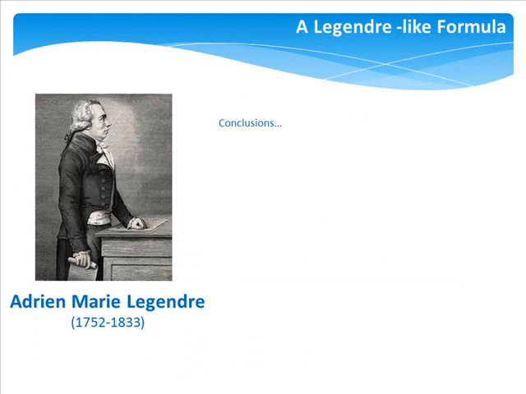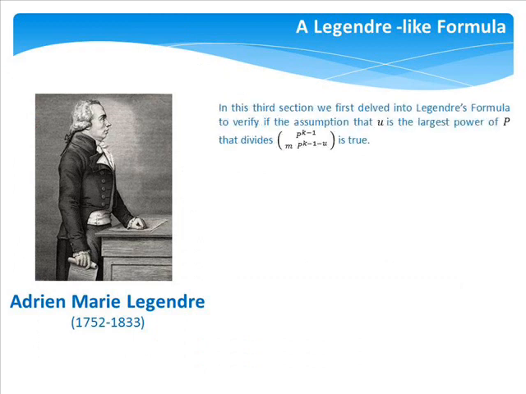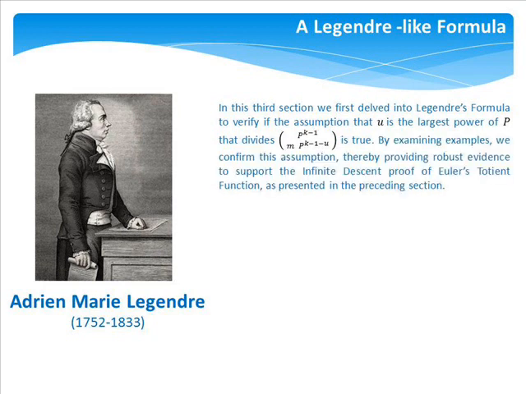In conclusion, in this third section, we first delve into Legendre's formula to verify if it's true the assumption that u is the largest power of p that divides binomial p raised to k minus 1, choose m times p raised to k minus 1 minus u. By examining examples, we'll confirm this assumption, thereby providing robust evidence to support the infinite descent proof of Euler's Totient function, as presented in the preceding section.